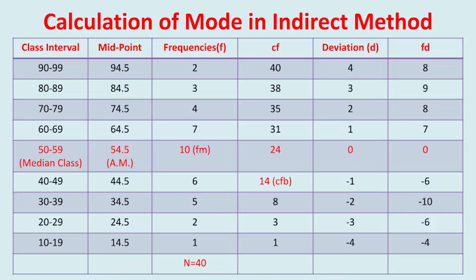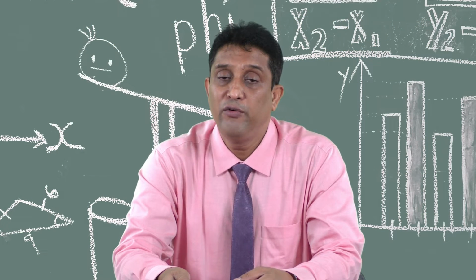So it will start from 0, and the classes which are succeeding, the deviations will be +1, +2, +3, and the classes which are preceding the median class, the deviation will be -1, -2, -3 and -4 accordingly. Then further, you have to multiply deviation with the frequency, just like 2 into 4 is 8, 3 into 3 is 9, 4 into 2 is 8, 7 into 1 is 7 accordingly. Then after doing this, you have to find the summation of FD, that is 6, and the total number of cases is here 40.